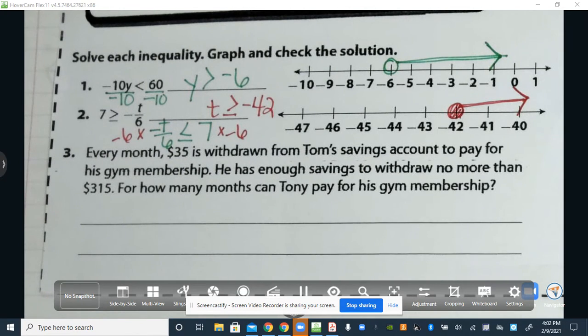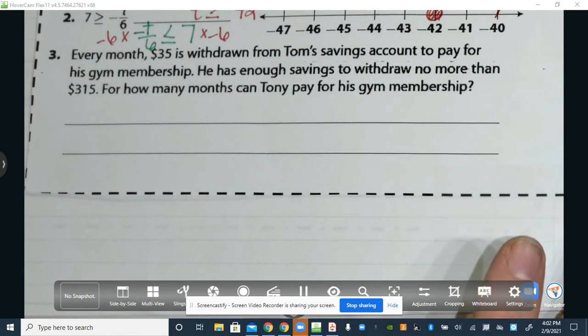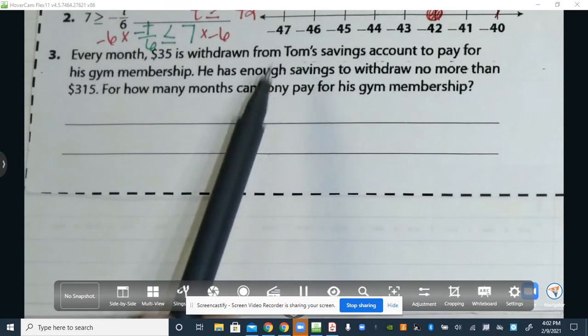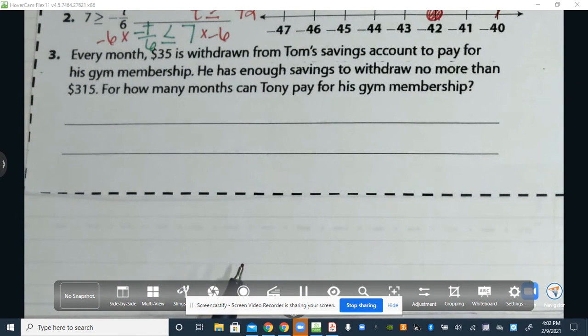All right, let's look at this word problem right here. Every month, $35 is withdrawn from Tom's savings account to pay for his gym membership. He has enough savings to withdraw no more than $315. How many months can Tony pay for his gym membership? I remember this question because Tony and Tom, two different people, don't know who it is then. All right, so let's look for some key important information.